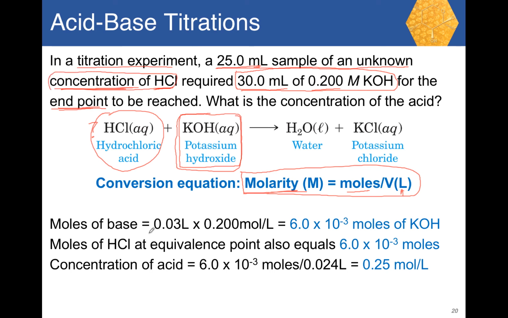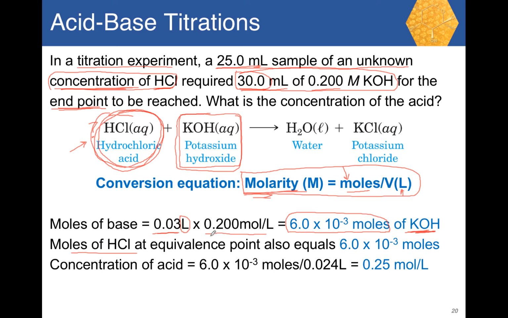Number of moles of base. We can use this equation to determine the number of moles, which is 0.03 liters. Notice I'm converting my 30 milliliters here to liters, times its concentration. Its concentration is 0.02 moles per liter, or molarity, and this works out to be 6.0 times 10 to the negative 3 moles of KOH. So we have used up 6.0 times 10 to the negative 3 moles of KOH. That means that we also have 6.0 times 10 to the negative 3 moles of our HCl.